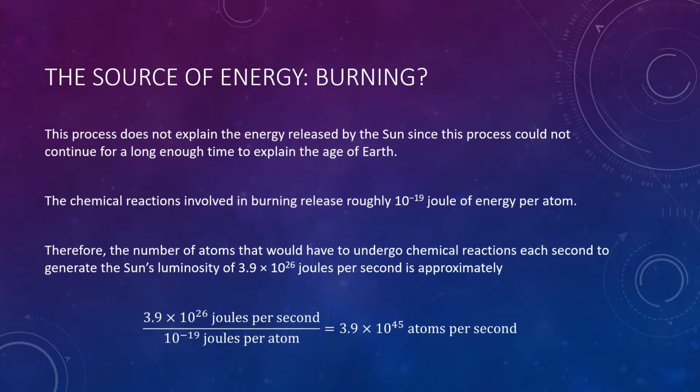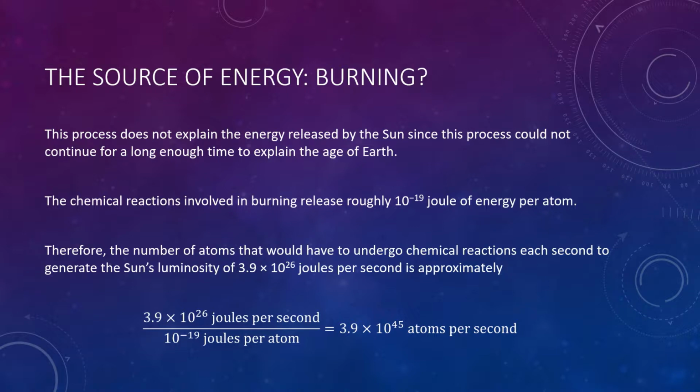On Earth, a common way to produce heat and light is by burning fuel, such as a log in a fireplace or charcoal in a barbecue grill. This process does not explain the energy released by the sun, since it could not continue for a long enough time to explain the age of the Earth. It might seem difficult to estimate how long the sun could last if its energy came from burning, but the calculation only requires a few simple steps.